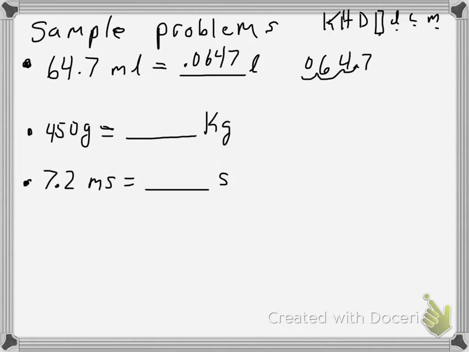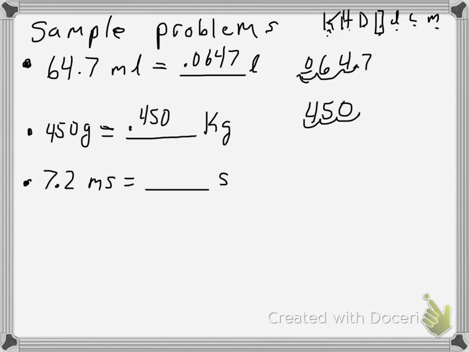The next one, 450 grams. Well, we're going to write our 450, our decimal point is right here. We're going from grams, which is a base unit, to kilograms. That's a jump again of 1, 2, 3 spaces to the left. This time we're going left. So we're going to go 1, 2, 3 spaces, and it is 0.450 kilograms.